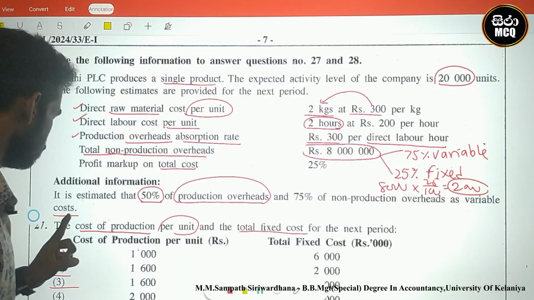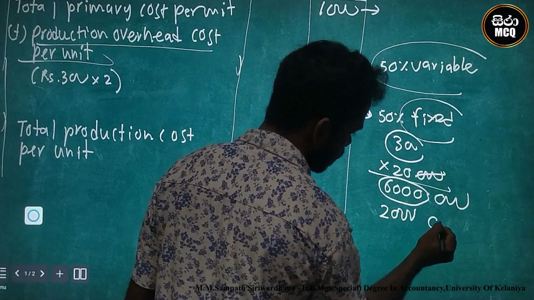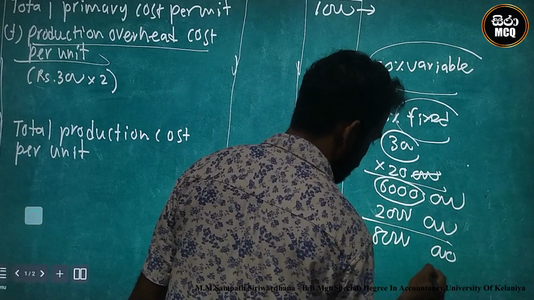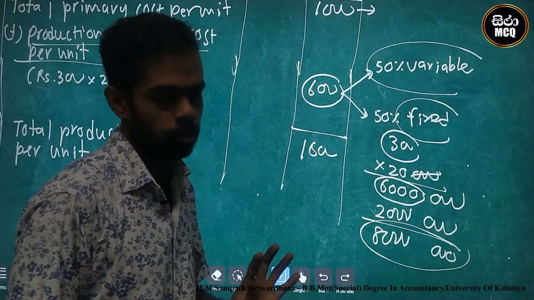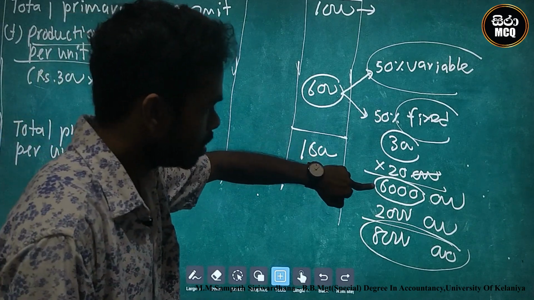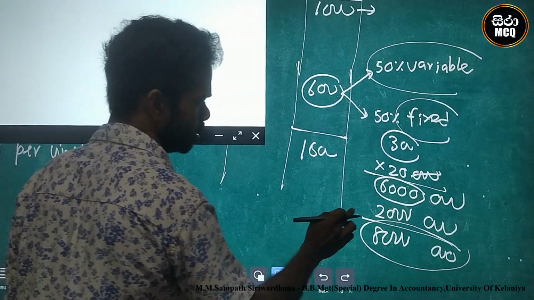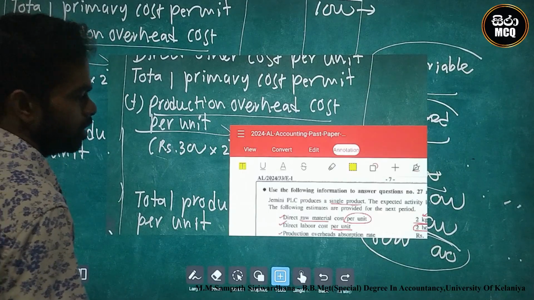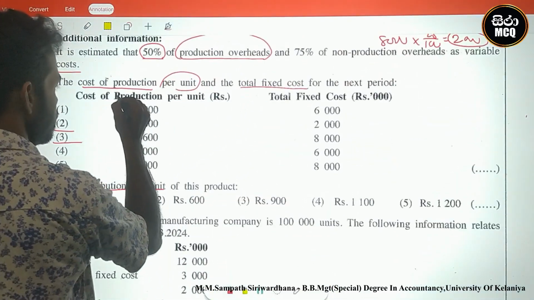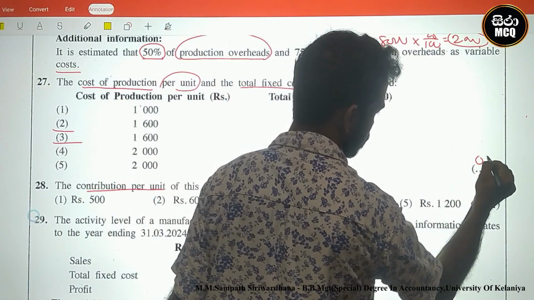There is 6,000 in production overhead, and we add the non-production overhead 2,000. The 8,000 is the total fixed cost relating to this situation. This is the production overhead cost 6,000, non-production 2,000, total is 8,000. So the answer for question number 27 is 1,600 cost of production per unit, and 8,000 total fixed cost.